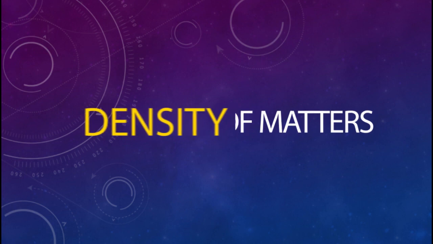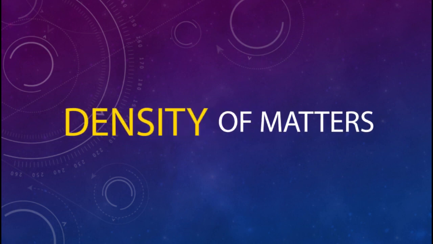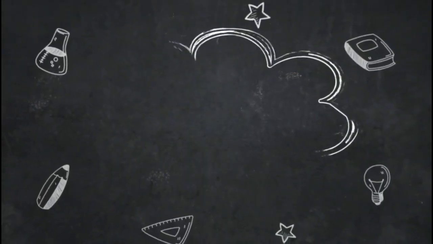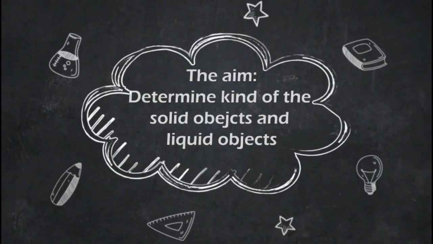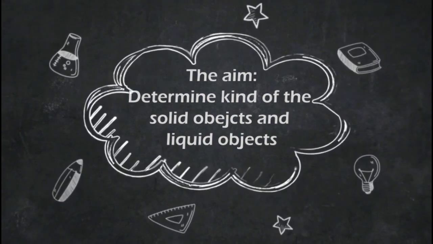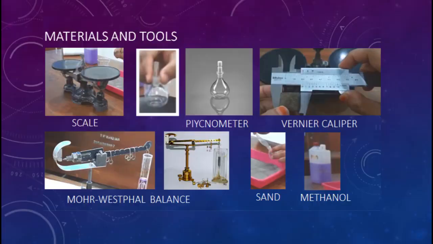Okay, this is the density of matter, the first experiment in fundamental physics. The aim of this experiment is to determine the density of solid and liquid objects. Now, the materials and tools that we are going to use for this experiment: I'll try to explain them one by one.